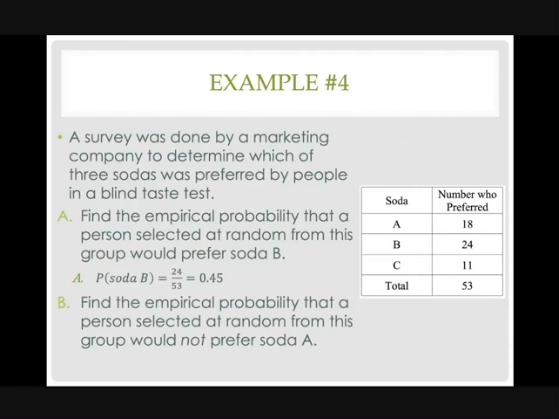Now find the empirical probability that a person selected at random from this group would not prefer soda A, meaning that they would prefer soda B or soda C. That occurs when we have an or statement such as that. We would add the 2 probabilities. So 24 plus 11 would make 35. So it's 35 out of 53, or 0.66.